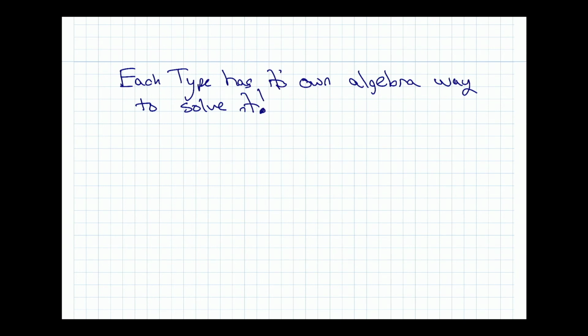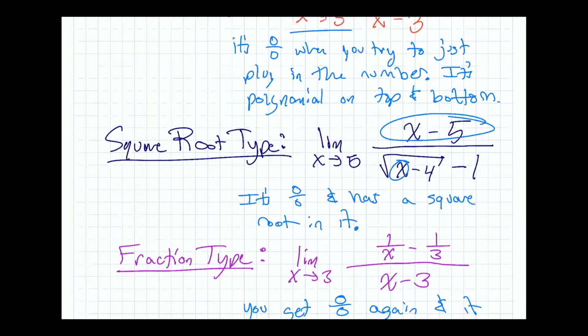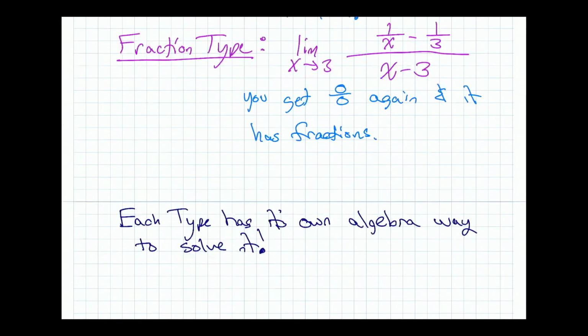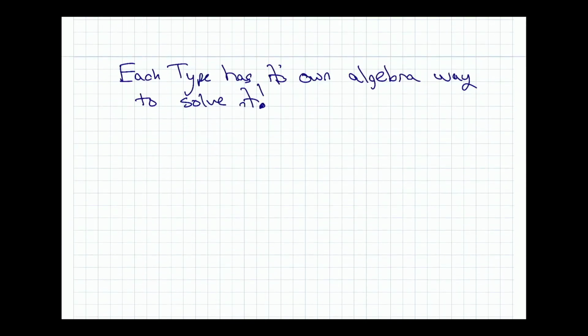Okay, and that's what we need to know. So let us figure it out. Which one should we start with? Guess it doesn't matter. Polynomial type's easiest. Let's start with that one. I lied. Square root type shows up first, so let's do square root type. All right, so let's try it. Square root type. I know these are in homework 4.